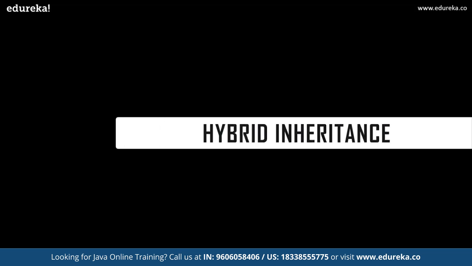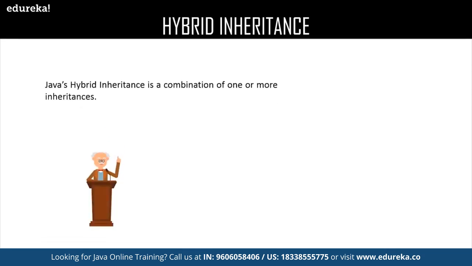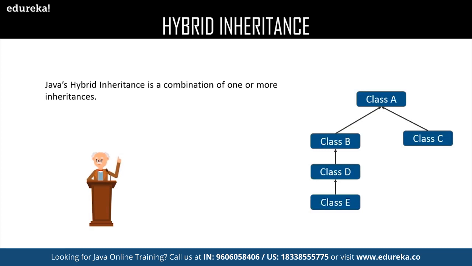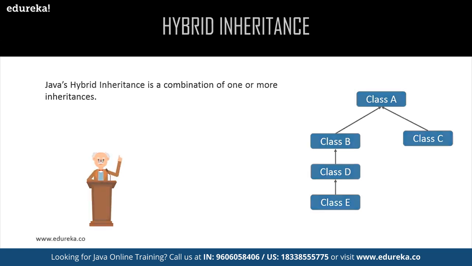Now let us move on to the next one, which happens to be hybrid inheritance. As simple as the name suggests, hybrid inheritance can be a combination of any other inheritances. As you can see in the picture displayed here, you can see multi-level inheritance and hierarchical inheritance. So these are the two combinations of inheritances possible in Java. The overall inheritance pattern can be called hybrid inheritance.